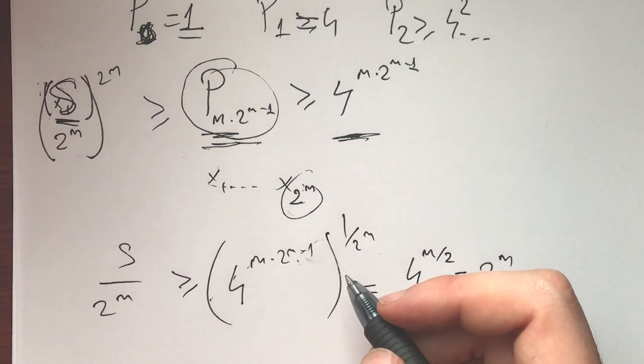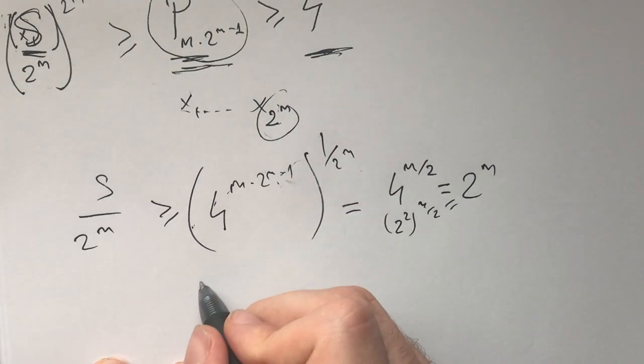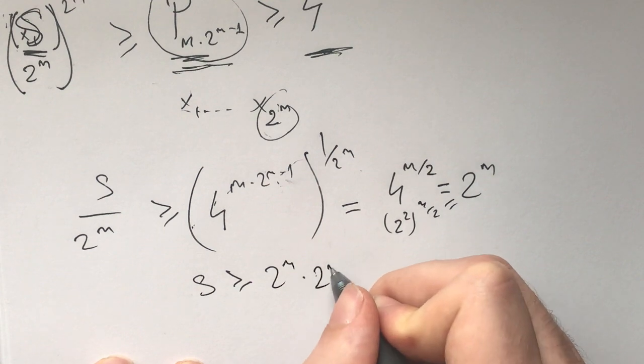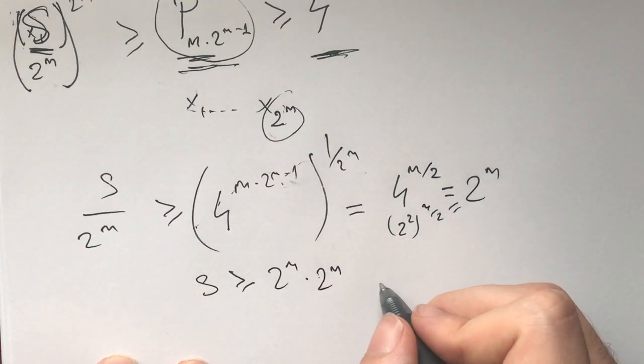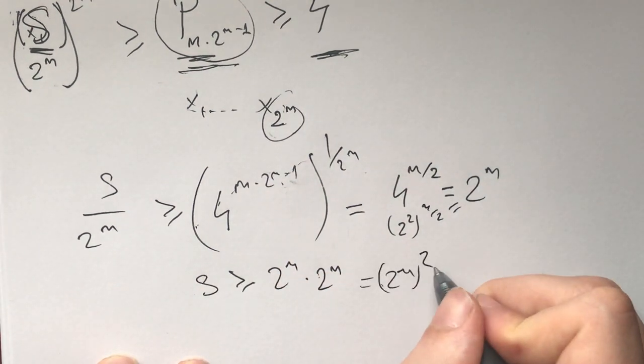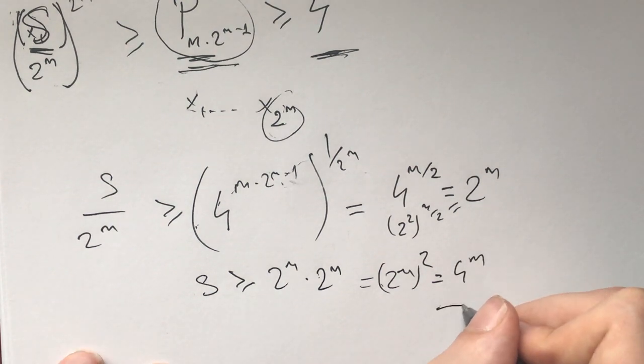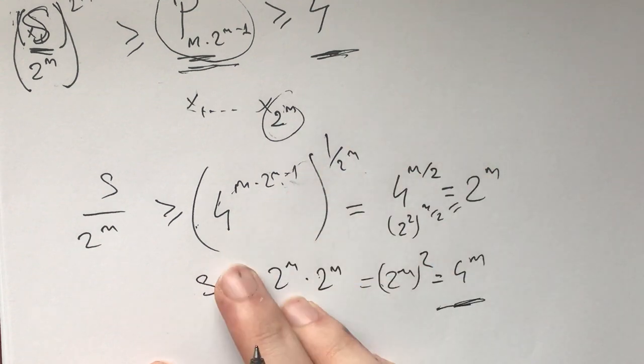And so now with this, what do you get? You get that s is greater than or equal to 2 to the m times 2 to the m. Oh no, what is this? This is 2 to the m squared, which is equal to 4 to the m. And this solves your problem. You prove the problem by this.